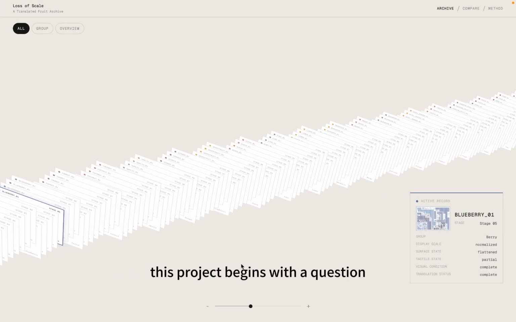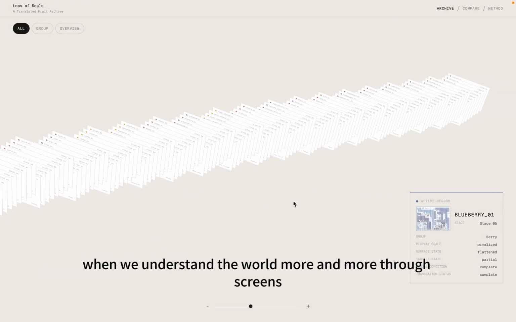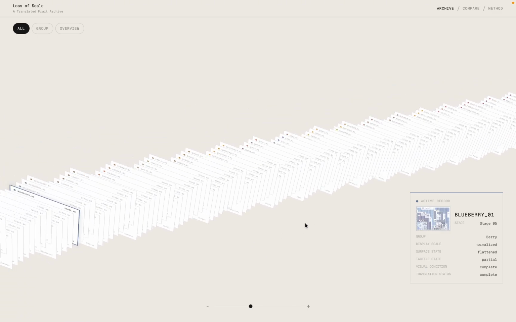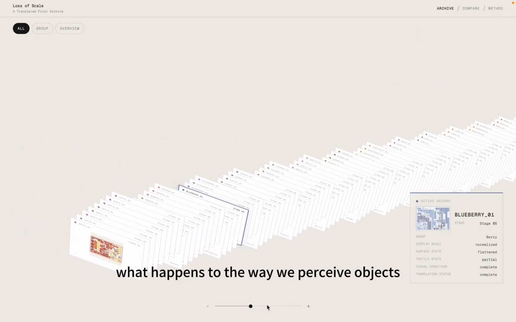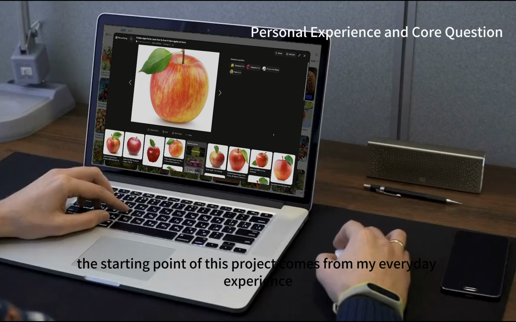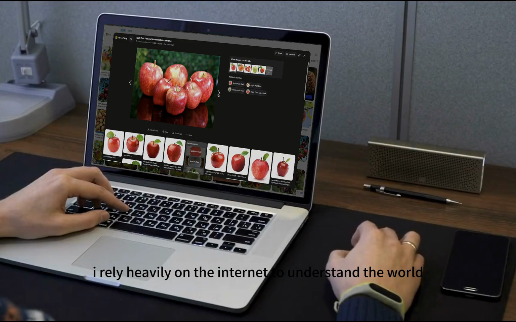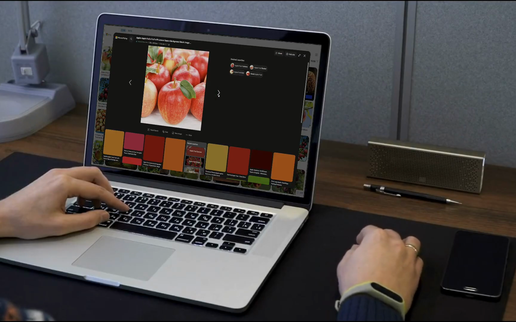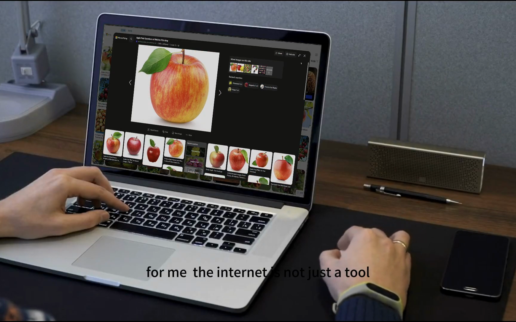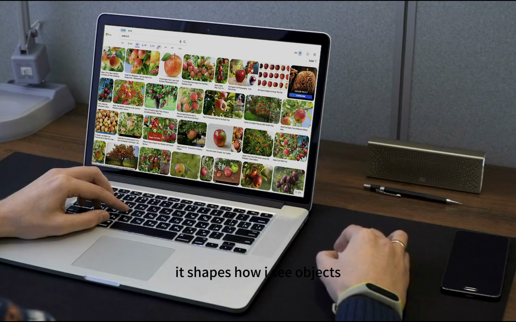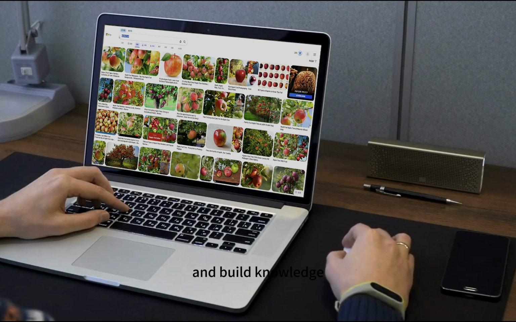This project begins with a question. When we understand the world more and more through screens, what happens to the way we perceive objects? The starting point of this project comes from my everyday experience. I rely heavily on the internet to understand the world. For me, the internet is not just a tool. It shapes how I see objects, understand them, and build knowledge.